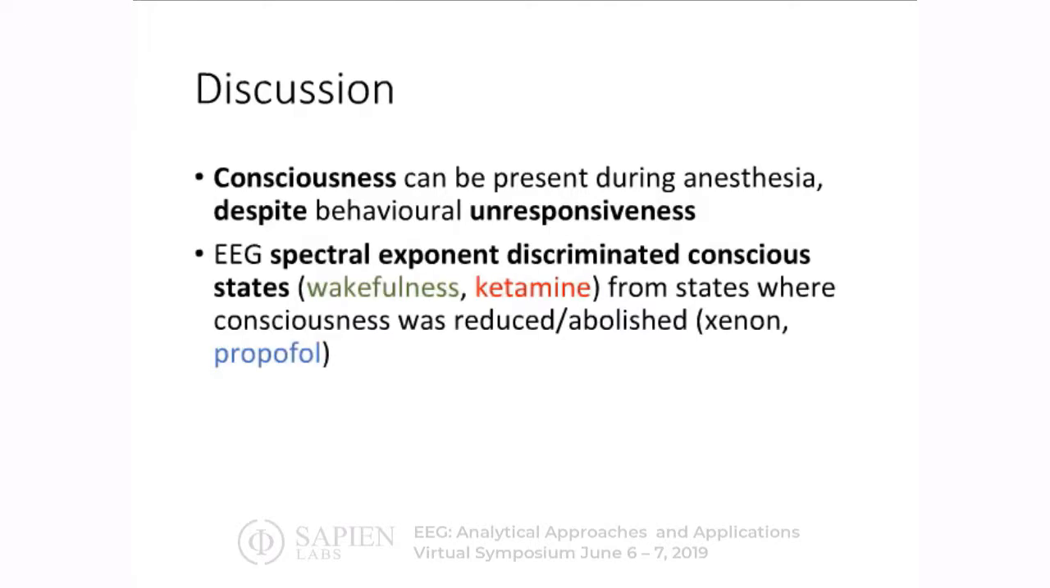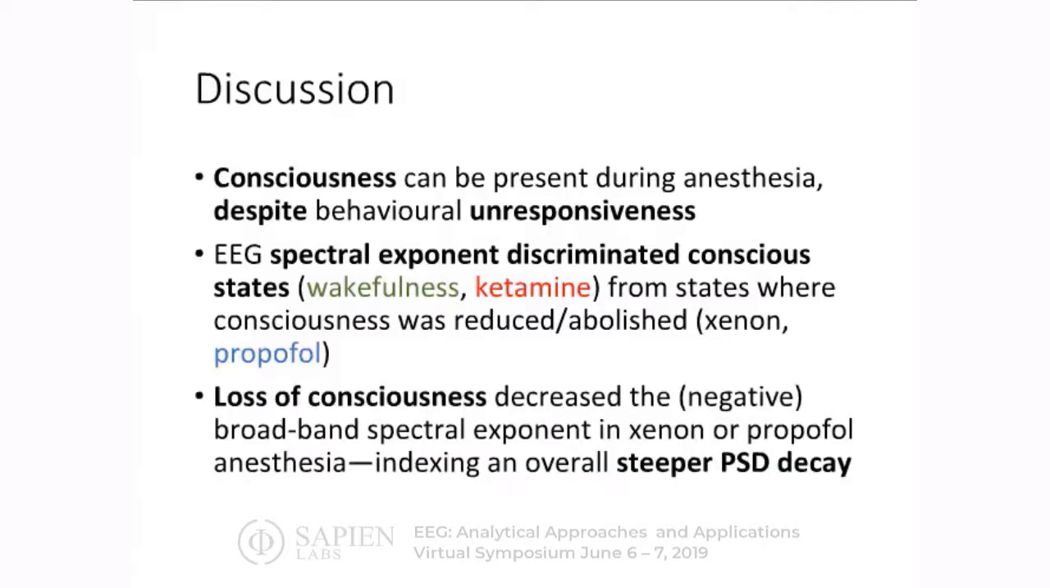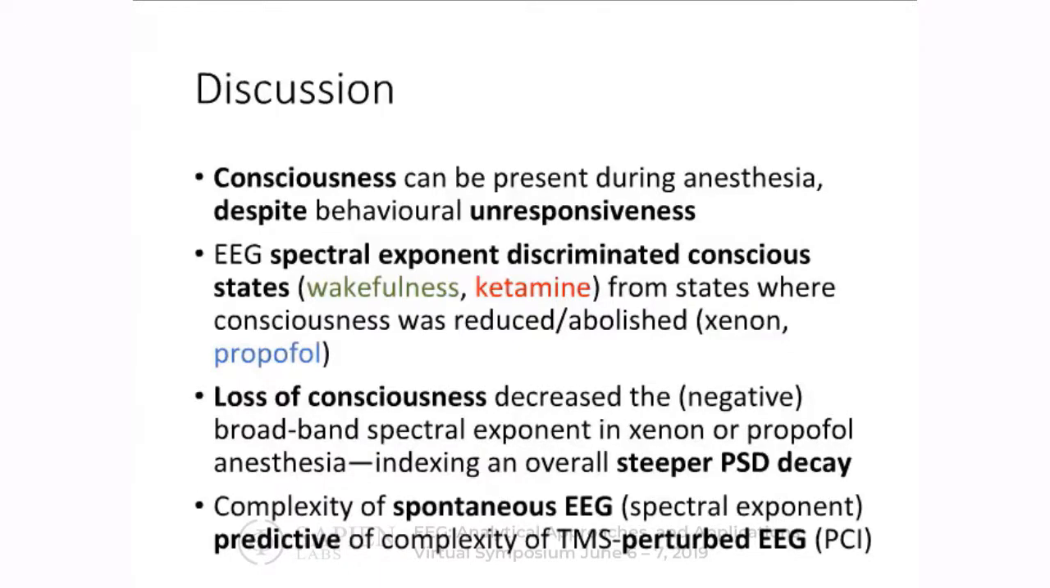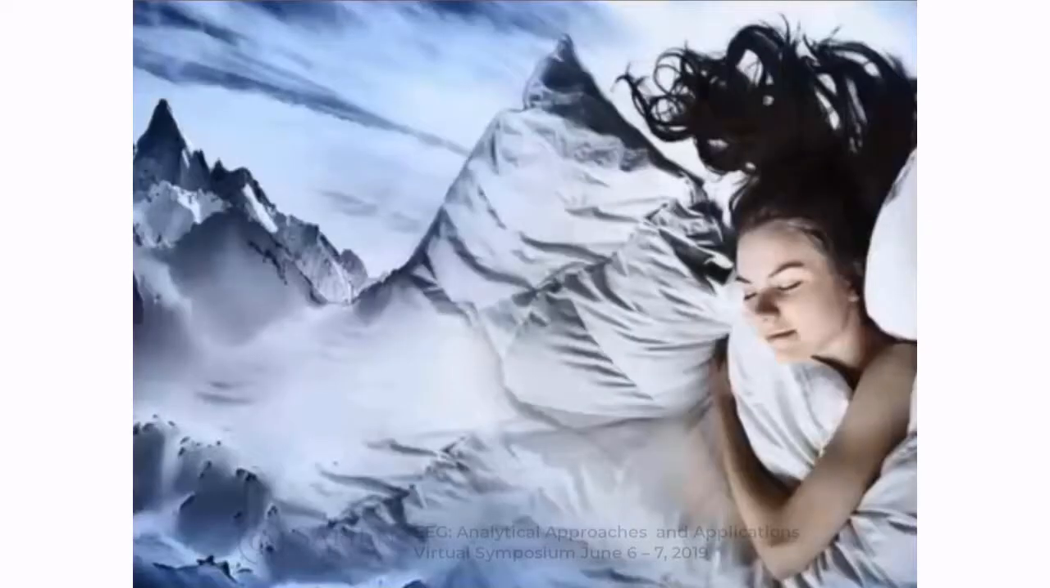So consciousness can be present during anesthesia despite behavioral unresponsiveness, and the spectral exponent could discriminate conscious states, such as wakefulness and ketamine, from states where consciousness was reduced or abolished, as in xenon and propofol. Loss of consciousness yielded a steeper PSD decay. At the same time, we show that the spectral exponent of the spontaneous EEG was predictive of the complexity of the EEG response evoked by TMS.